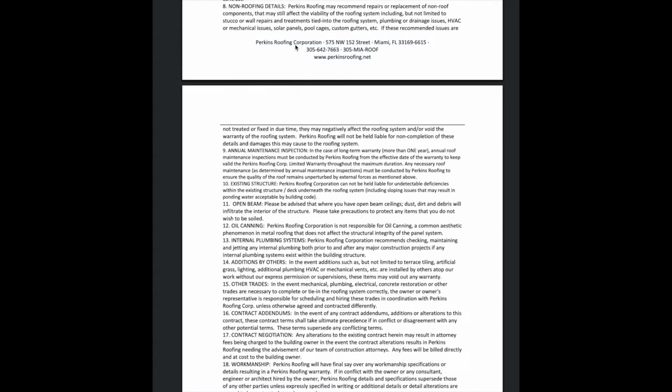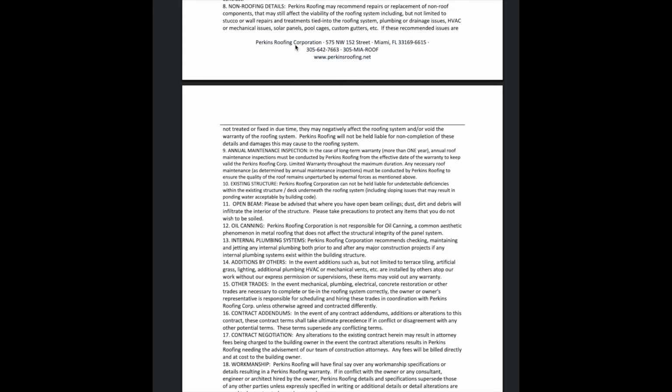Number 8, non-roofing details. Perkins Roofing may recommend repairs or replacement of non-roofing components that may still affect the viability of the roofing system, including but not limited to stucco or wall repairs, treatments tied into the roofing system, plumbing or drainage issues, HVAC mechanical issues, solar panels, pool cages, gutters, etc. Because sometimes we may find up on the roof that there are vents that don't work right, or AC ducts that are bad. If you have a hole in your AC duct, water's going to come straight down into the AC duct. Or bad stucco cracks.